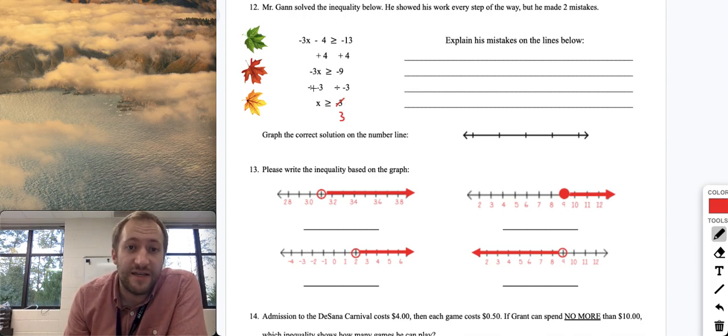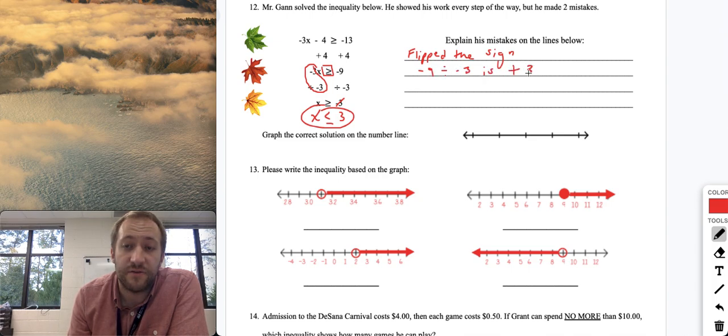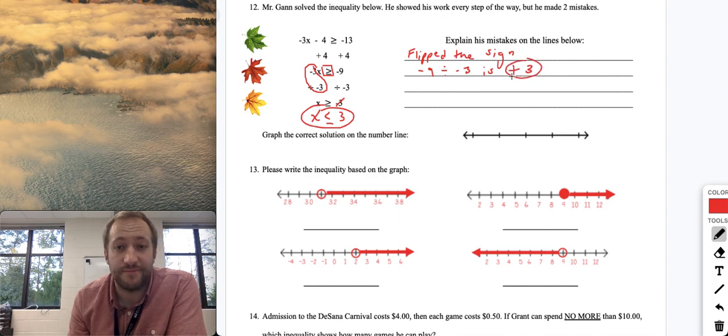And this one, look, he divided by negative 3. Whenever we divide or multiply by a negative number, I have to flip my inequality sign. So this should really be x is less than or equal to 3. That is my actual solution set right there. So he should have flipped the sign. And negative 9 divided by negative 3 is positive 3, not negative 3.